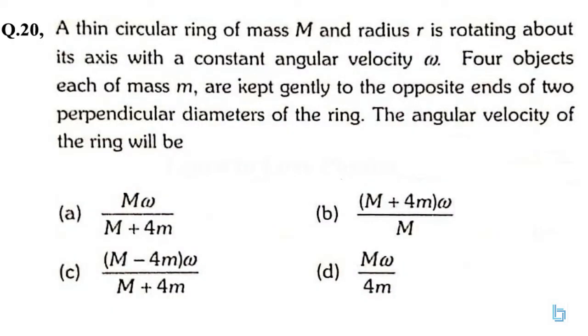A thin circular ring of mass M and radius r is rotating about its axis with a constant angular velocity omega. Four objects, each of mass small m, are kept gently at the opposite ends of two perpendicular diameters of the ring. The angular velocity of the ring will be.